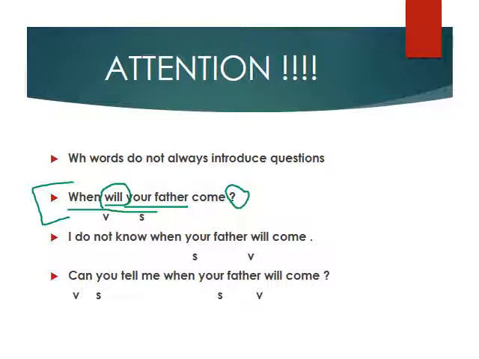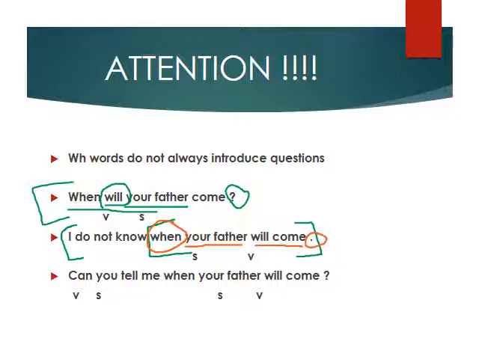But look at a sentence like this. I don't know when your father will come. Here, as you can see, we have when, which is a WH word, and normally it's used in questions, but here your father is the subject and will come is the verb. After when, here we have the normal order or the normal structure of a sentence. When, subject and verb, we do not invert. Why? Simply because here this is a sentence, it's not a question.